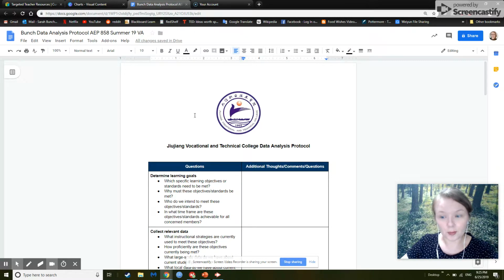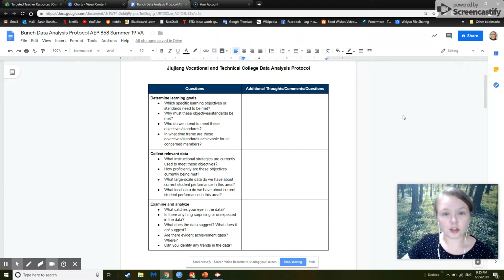If it will load, there we go. Okay, so here it is broken down into the 6 categories. So the first is to determine learning goals, and the questions to outline this category are, which specific learning objectives or standards do we seek to meet? Why must these objectives or standards be met? Who do we intend to meet these standards? And in what time frame are these objectives or standards achievable for all concerned members?